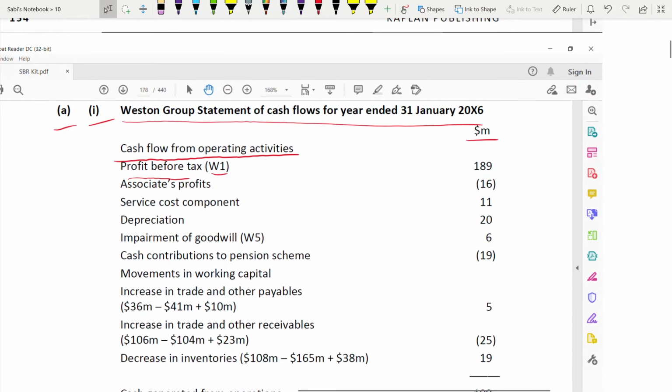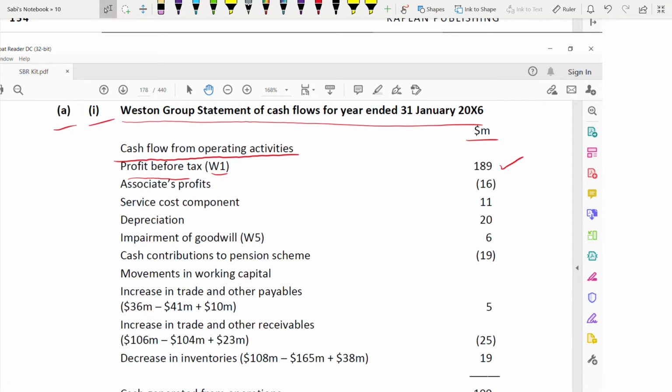Sometimes even for profit before tax, you have to see whether you can take it straight away or whether you need some adjustments. When you have operations like this, continuing and discontinued, you have to do adjustments. Otherwise, normally we just take the profit before tax, because there is no separation of continuing and discontinued. So 189. Let me put a tick mark for the things which are over. You don't have to put a tick mark in your exam, but I'm putting one because that means that item is over.